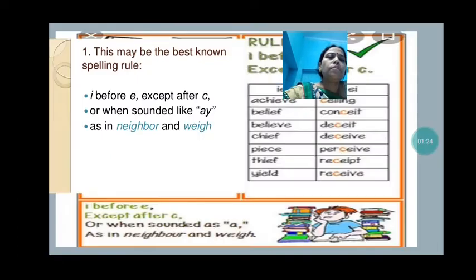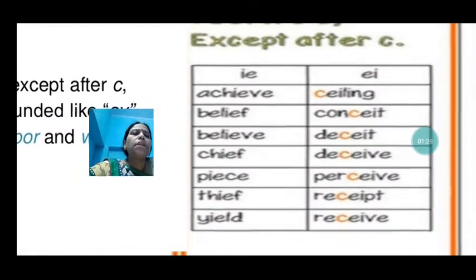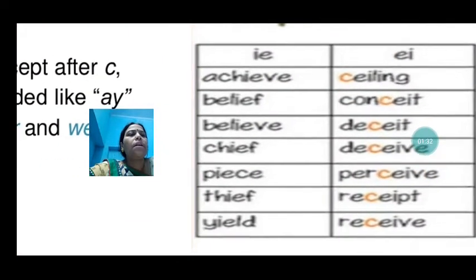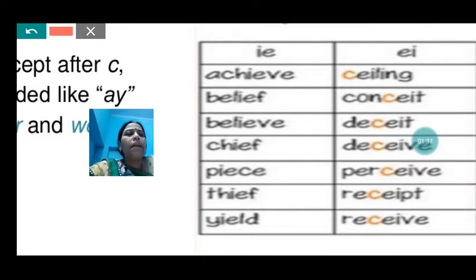Let us see some words here. Achieve, belief, believe, chief, piece, thief, yield. So here children, what do you see? Here we see that IE has come. There is the letter H, after that there is IE. There is L, after which you have IE. Then P, after that IE. Thief, H, after that IE. Yield, Y, and then IE.